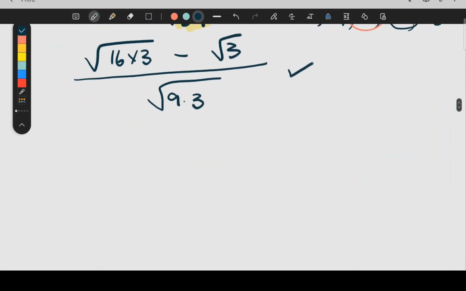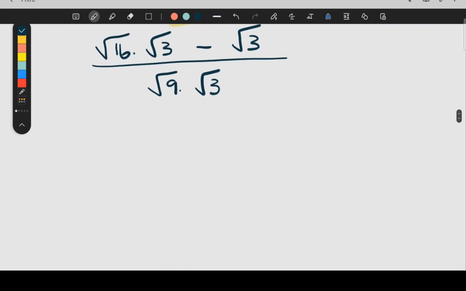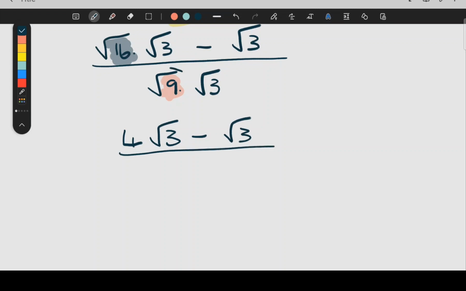That's your first step. Step number 2, I'm going to break these things up. I can break this one up and I can break this one up. This will stay the same. I'm going to break up, minus root 3. Then break up again. After I've broken up, I'm going to ask myself, isn't there a root I can work out? You can. The square root of 16 and the square root of 9. So let's go. The square root of 16 is 4 root 3 minus root 3 over the square root of 9, which is actually just 3 over root 3.